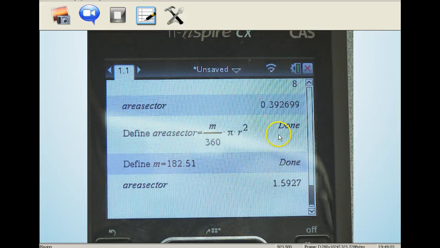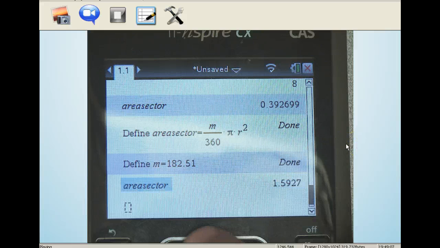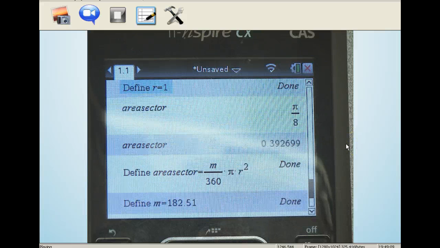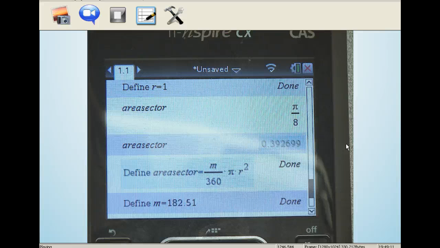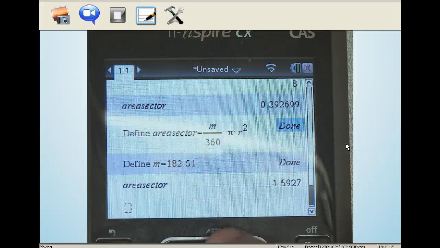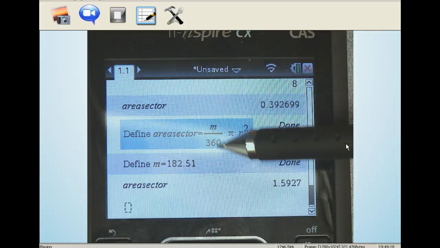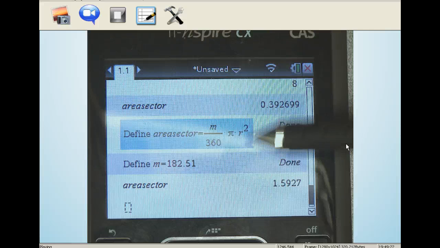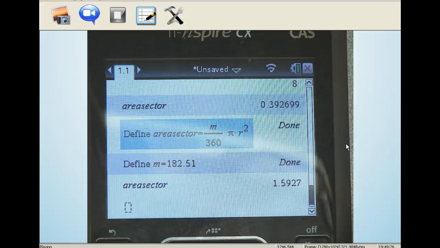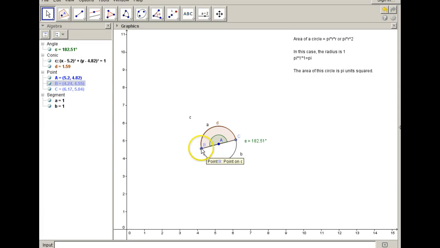I'm not sure what it was that I'd done, actually. I never found exactly where I went wrong, but I do know that I must have typed something in goofy up here, so I just retyped it again. And I said, okay, the area of the sector is going to be equal to some measure of degrees over 360 times pi times r squared. And I defined that the radius was 1, defined the measure of the angle is 182.51, and I calculated the area of the sector.